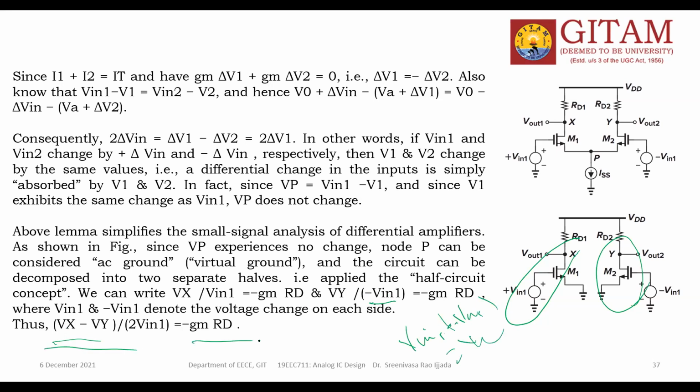So earlier, by using the superposition theorem, whatever we derived, we got minus Gm into R. Now also we got minus Gm. This is the half circuit method. So it is very simple to understand here.